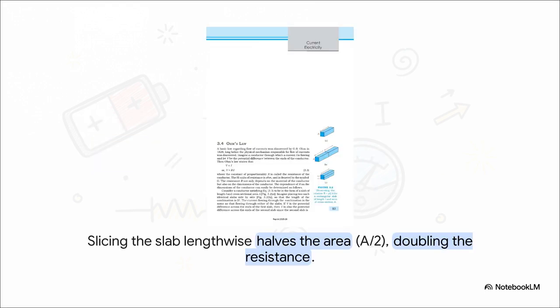Okay, so that was length. But what about the width? Let's go back to our single block. What if we slice it right down the middle, lengthwise? We haven't changed the length, but we've cut the area for the current in half.